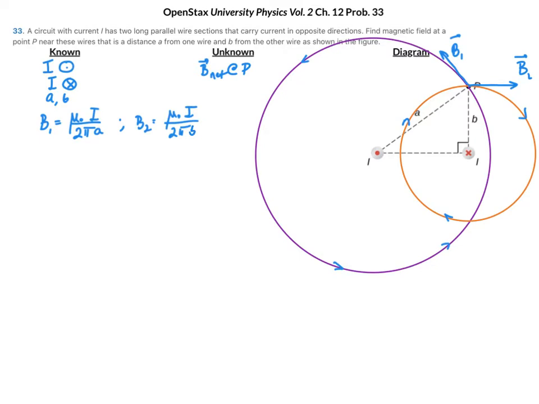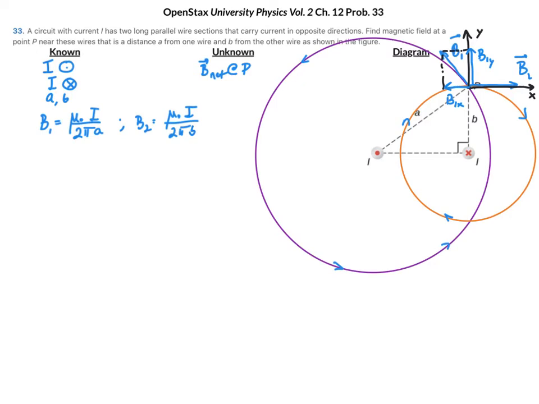Now we notice that the magnetic fields are not in the same direction, so I'm going to pick my positive y-axis going up and my positive x-axis going to the right. I notice that B2 is in the positive x direction, but B1 has a component in the y direction and one in the negative x direction, so I'll have B1y going this way and B1x going that way.